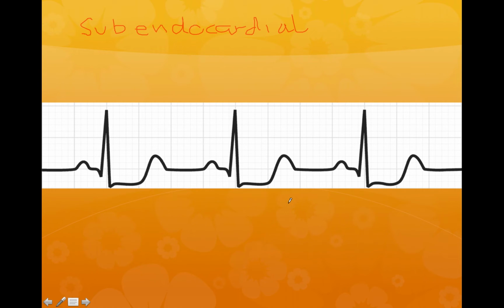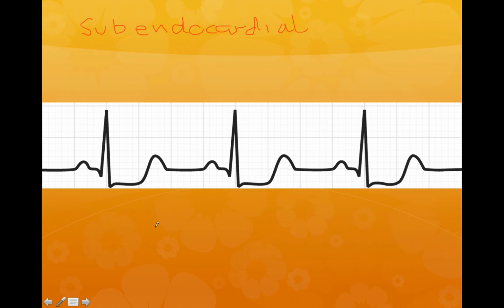So the difference between the ST elevation in an acute occlusion and the ST depression in subendocardial ischemia is the fact that the injury current is traveling in a different direction. So in ischemic tissue, the charge outside of those myocardial cells will actually be slightly positive compared to the healthy tissue surrounding it. So what you'll have is a current of injury.